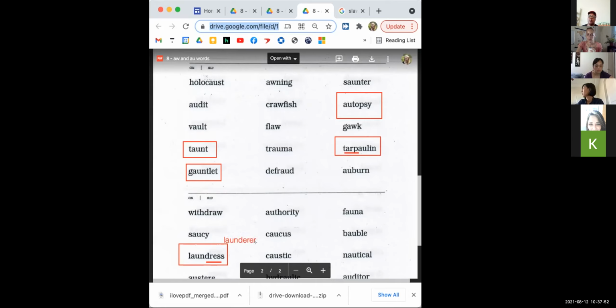And we have the word here, caustic. Caustic. Any questions about these words?